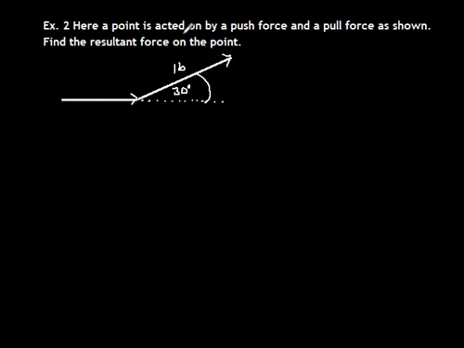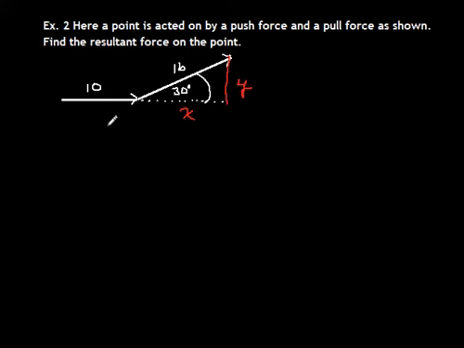Here a point is acted on by a push force and a pull force as shown. Find the resultant force on the point. So this one's being pushed at a force of 10, and it's being pulled at a force of 16 at 30 degrees. So we want to find the resultant force. This is just a horizontal force. This one we need to make a triangle. So let's first of all make ourselves a triangle, and we'll call this Y and this X. Let's find our Y and X of this one first.